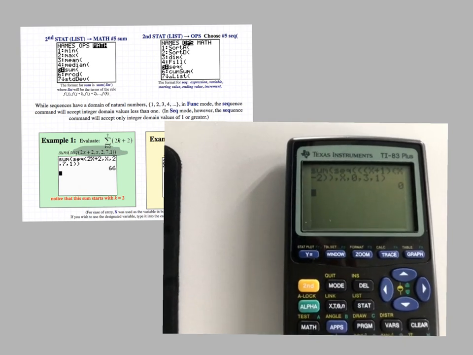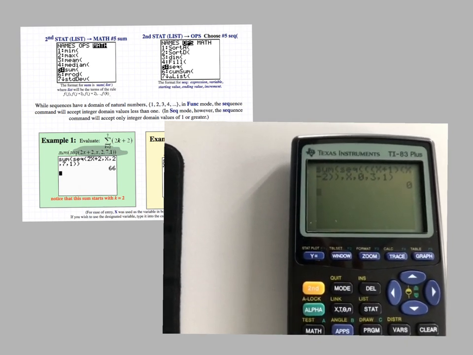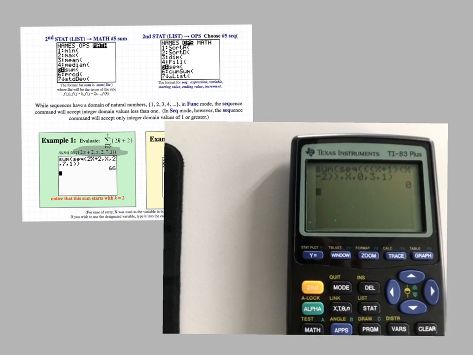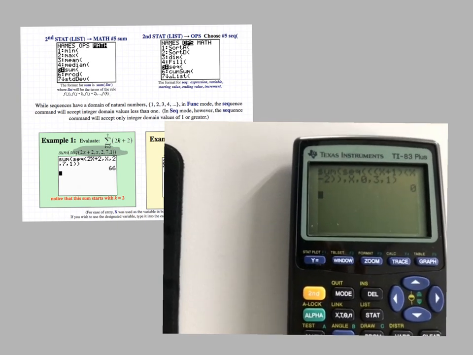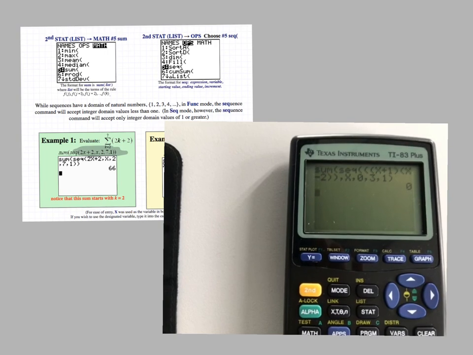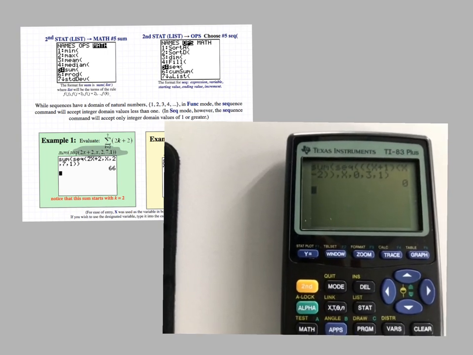So it's a lot more work, but it gets you the same answer, okay? So: sum, then sequence, then your original expression, comma, your variable, comma, your lower limit, comma, your upper limit, comma, 1.